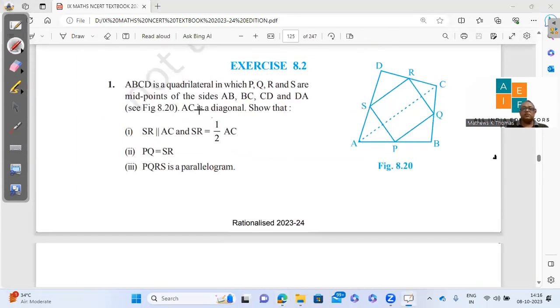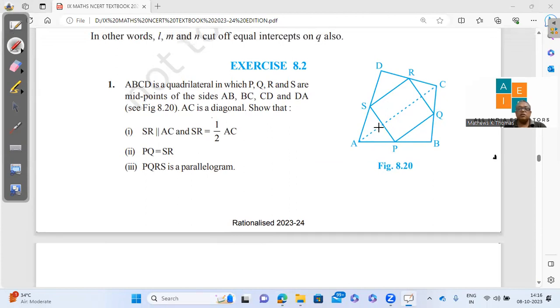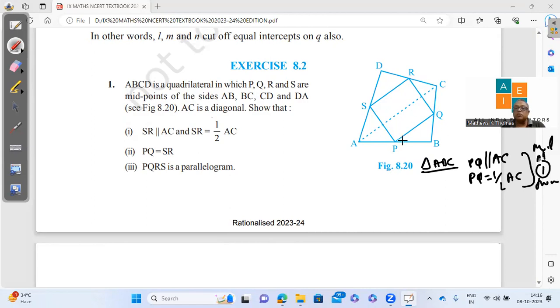So in the second exercise, the first question: ABCD is a quadrilateral. P, Q, R, and S are midpoints. Now remember, the midpoint theorem is valid only for triangles. So by construction, there is a dotted line AC dividing the quadrilateral into two parts. So if I'm looking at this triangle ABC, then PQ will be parallel to AC and PQ will be half of AC by the midpoint theorem, because this is a midpoint and this is a midpoint. When I'm joining the midpoints, this will be parallel and half of this.